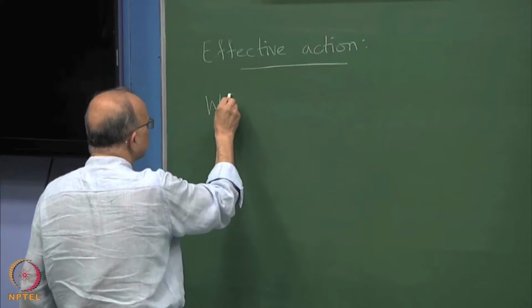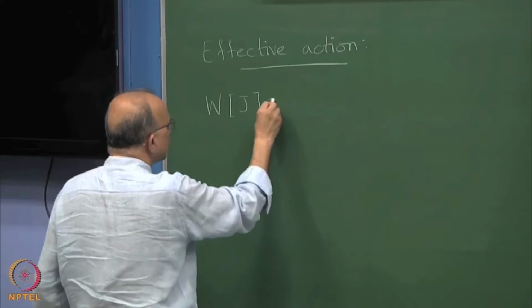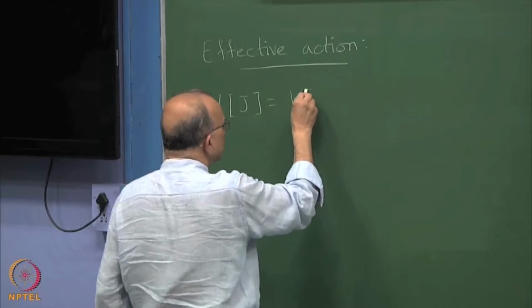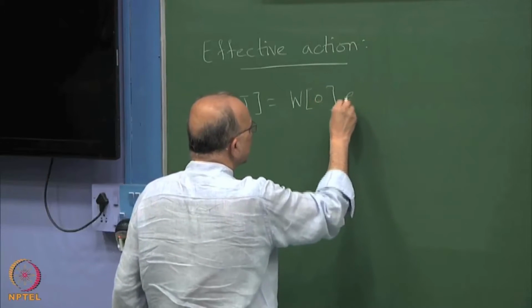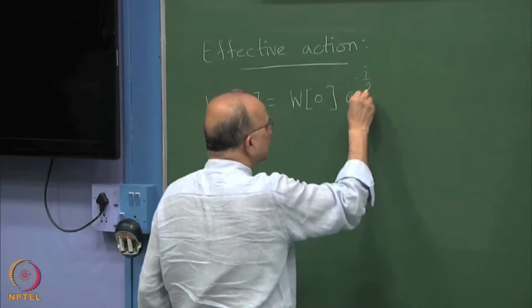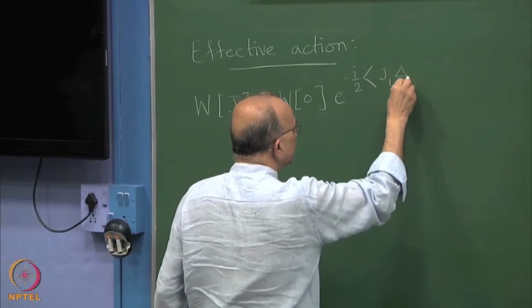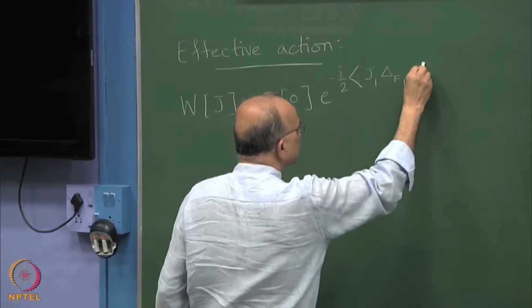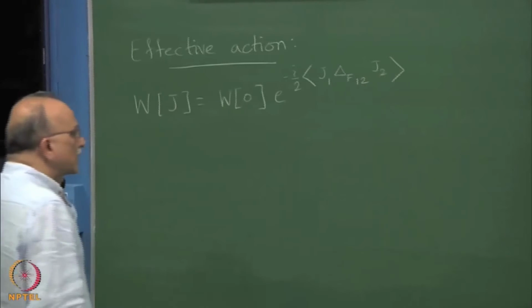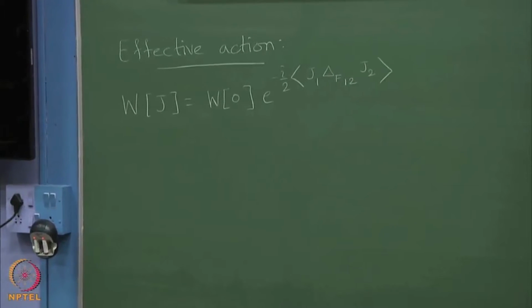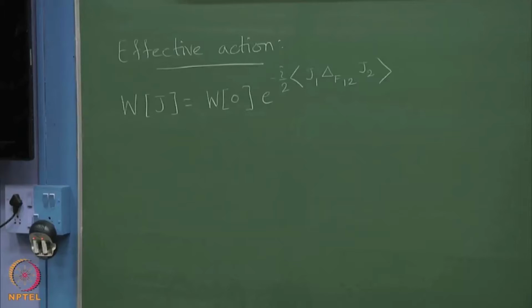So what we had was W of j equal to W of j equal to 0 and then e raised to minus i over 2 times this j1 delta f 1 2 j2. And then we argued that actually this is not what we like to look at. So there were two things.